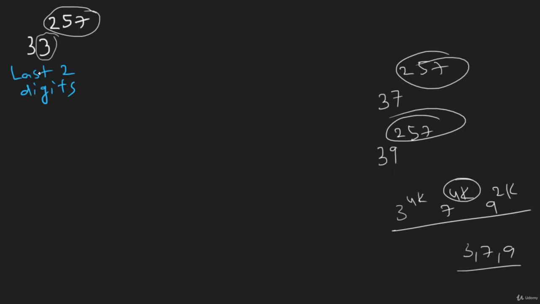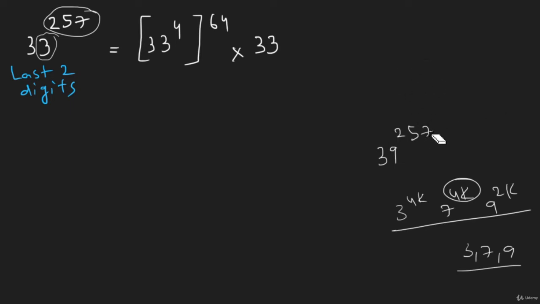Over here we have 33 to the power 257. Now I can write this as 33 to the power 4 to the power 64 into 33, right? Why is that so? Let me make some space over here. That's because 257 is equal to 4 into 64 plus 1. And why are we taking 4 over here? It's because 3 to the power 4k ends in 1, right? So that's why we take 4.